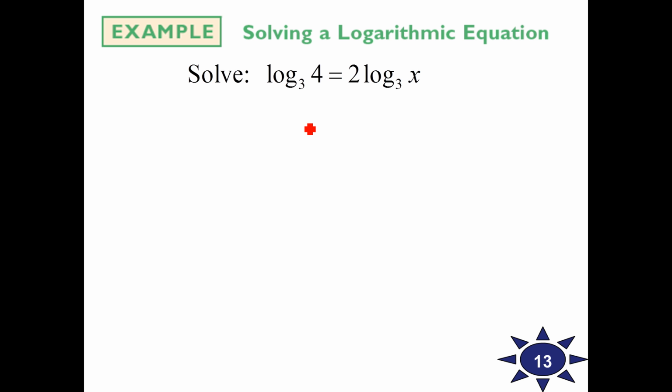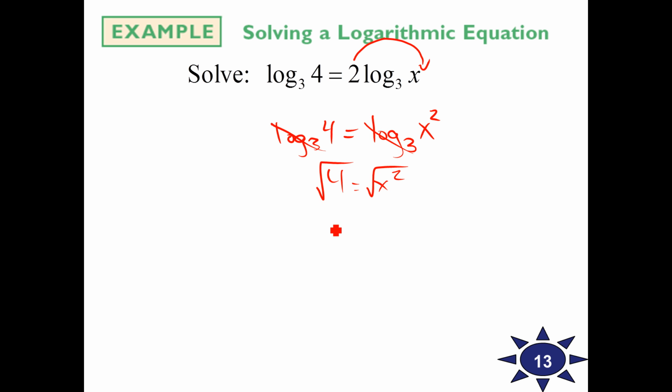Alright, so let's jump in here. Log base 3 of 4 equals 2 log base 3 of x. These are almost ready to cancel, but we need to bring this 2 up here. So we'll end up with log base 3 of 4 equals log base 3 of x squared. And so now cancel out those log 3's and 4 equals x squared. We'll square root both sides and we'll have plus or minus 2 equals x.